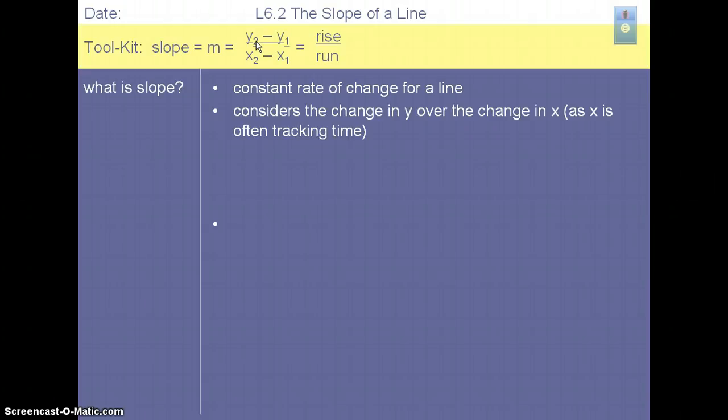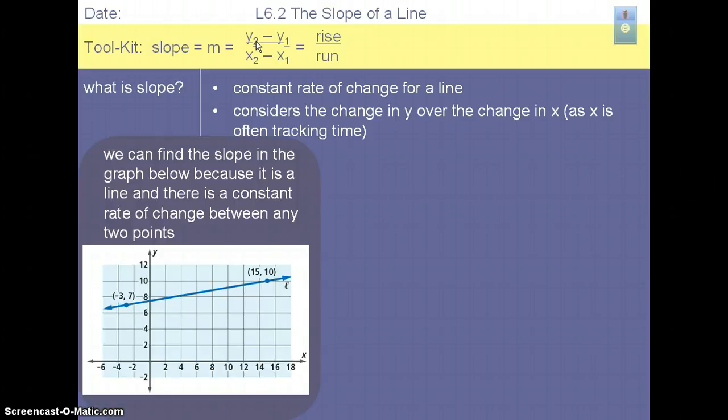The x is the denominator because x is most often used to keep track of time, the independent variable. So that's why we do the change of y over the change of x. So in this example, we can find the slope in the graph below because it is a line and there is a constant rate of change.